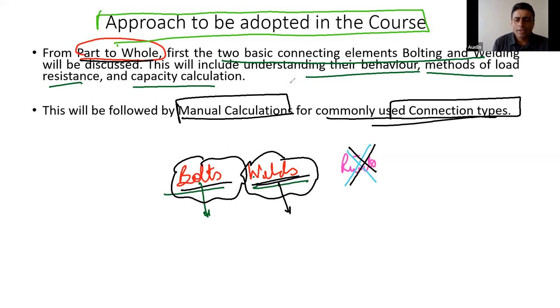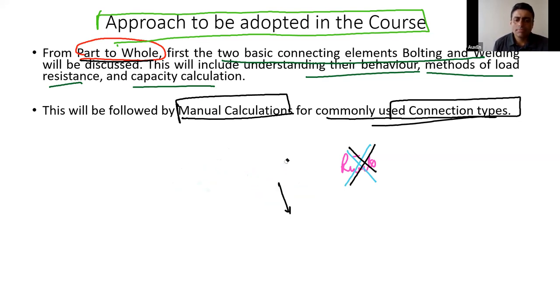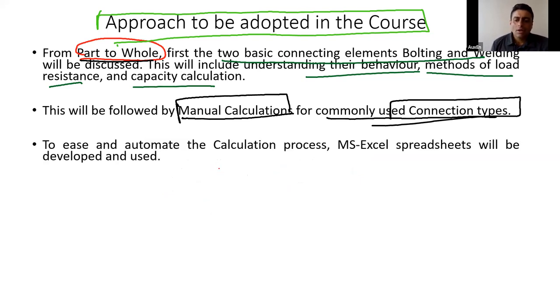Unless we do hand calculations, things do not become clear. So we will begin by doing some simple manual calculations. Then after doing manual calculations for the connection types which are quite often used, we will ease the process and automate it by developing some Excel sheets. It's not convenient to develop an Excel spreadsheet for each and every connection, but we will do it for the commonly used ones. This will automate our process and ease it.